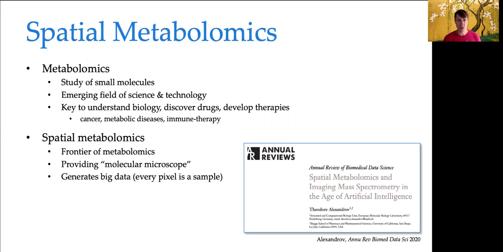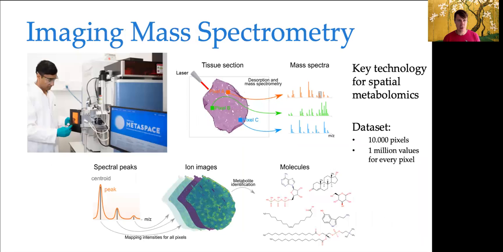So here you can see a recent review that we have published, which discusses spatial metabolomics, as well as imaging mass spectrometry in the current age of artificial intelligence. And in the next slide, I would like to present the technology, imaging mass spectrometry, which is currently considered and used as a key technology for spatial metabolomics. This technology is important to understand because our use case is focused on helping this technology and developing novel methods for this particular technology.